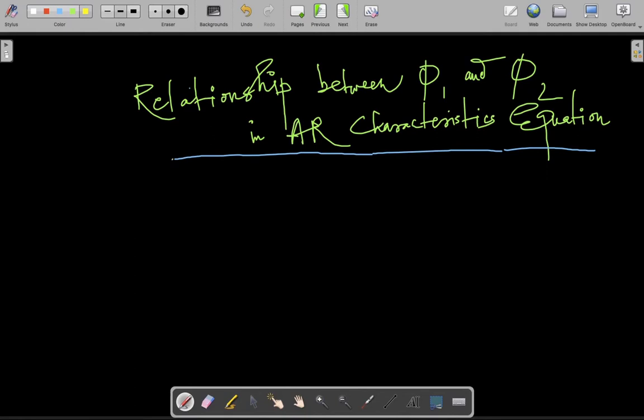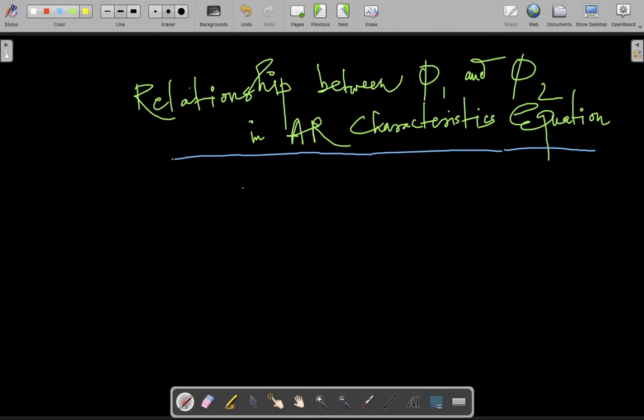In the previous lecture, we derived the roots of the AR characteristic polynomial equation. Now, in this lecture, we are going to uncover the relationship between phi 1 and phi 2 that we got in the roots of the AR characteristic equation. To do that, we will use the property of invertibility. Before we do that, let me again write down the AR characteristic polynomial equation using the lag form.